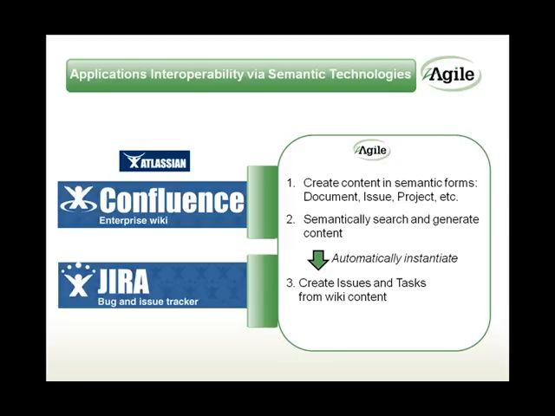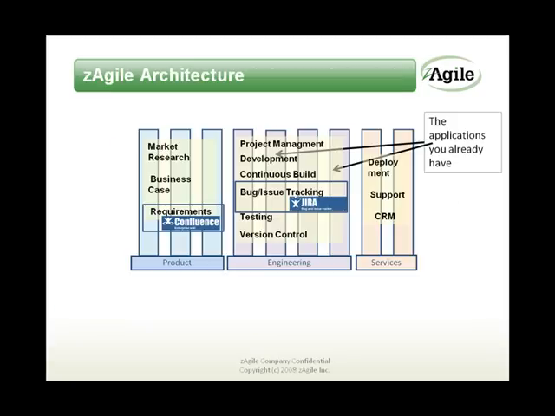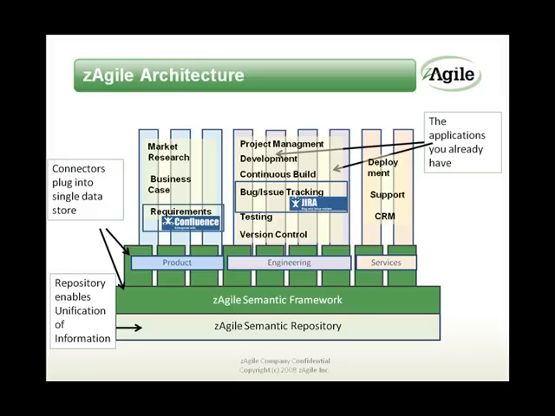zAgile semantic infrastructure provides for not only the integration between Jira and Confluence, but also a foundation for integrating other tools pertinent to the full software engineering lifecycle, such as version control, continuous build monitoring, project management, and even a CRM.